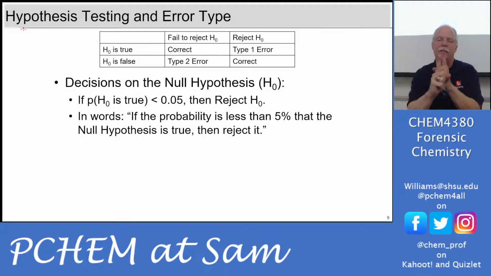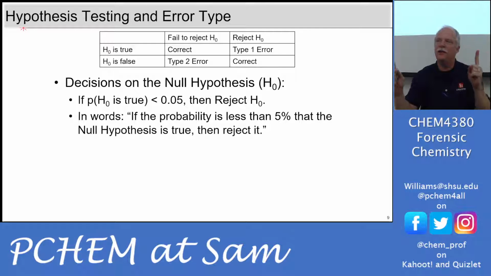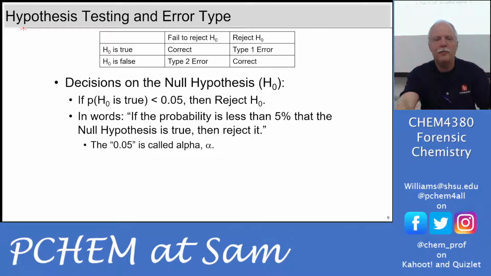Same thing with the means. I mean, are we really going to call our technicians different? If there's just a 5% chance that those means are the same, we're going to say they're the same. If there's a 5% chance that their precision is the same, we're going to say it's the same. Okay. And so that 5% or 0.05 is called alpha.